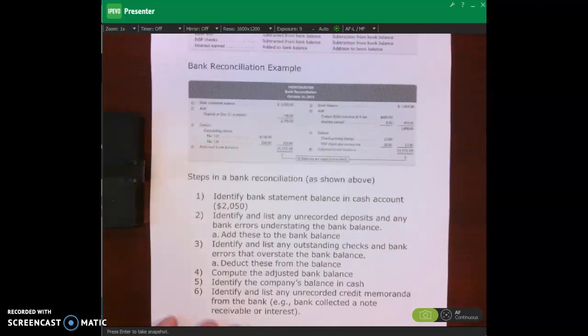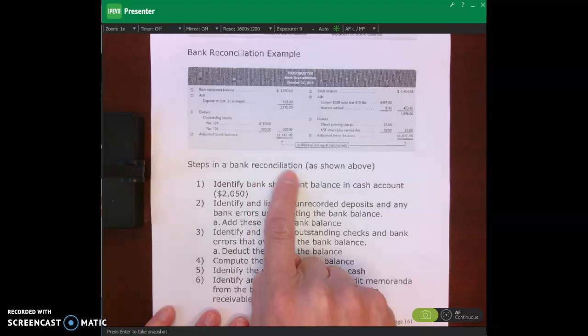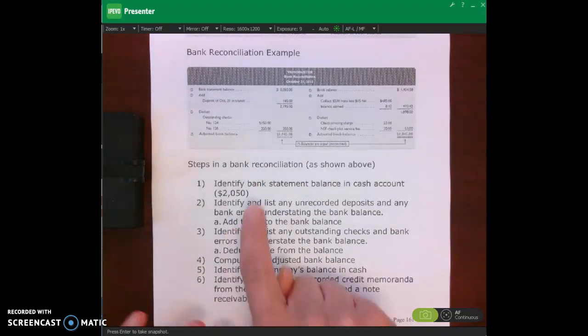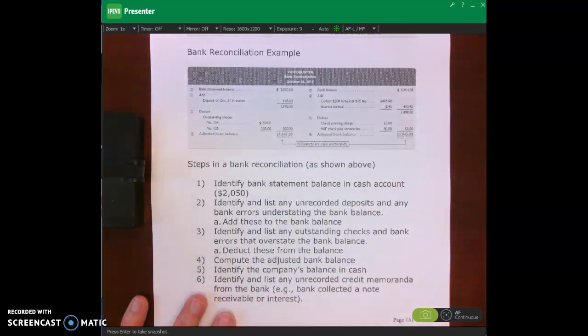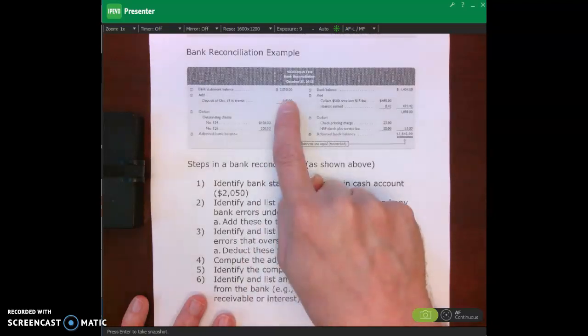Okay, so as we can see up here in the figure, and then I've written out here in terms of our steps in our reconciliation, I'll go through these steps and then relate them to the figure, which will be a little bit of a repeat of what I just talked about, but I think that repetition is good. So we identify our bank statement balance in the cash account right over here, which is from our checking account. We get that $2,050 from our bank statement.